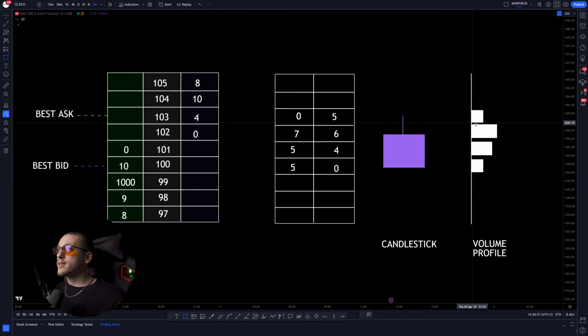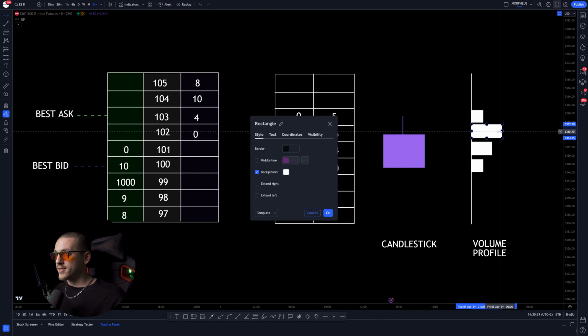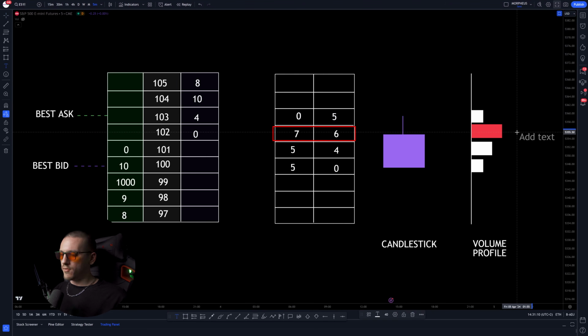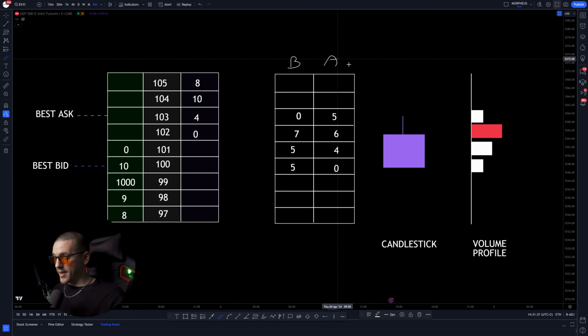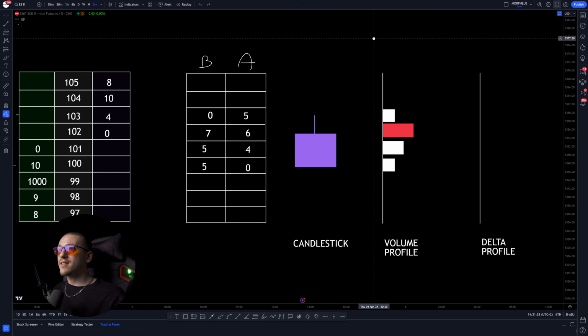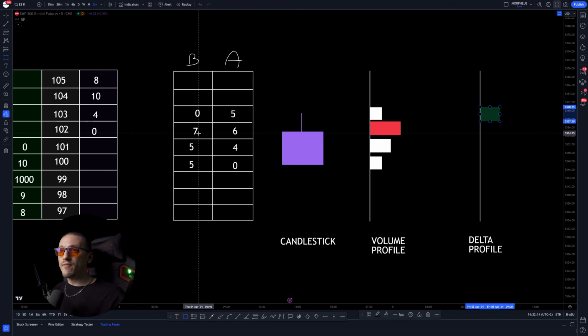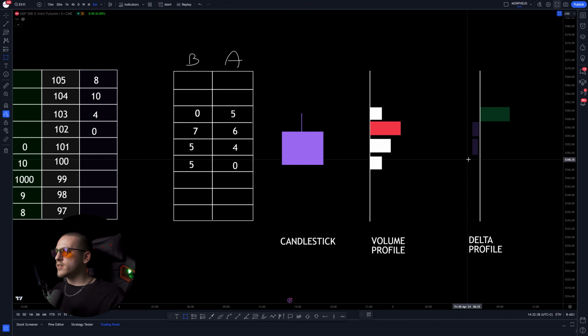One thing you will often see is that there will be a level which has more contracts than others. More contracts were exchanged on this level than all other levels. This level is defined as the point of control, POC, which is the point of the candle where most contracts were traded. Now, as I told you, this is the sum of bid plus ask. If instead of the sum, we make a difference between ask and bid, we will get the so-called delta profile. So 5 minus 0 equals plus 5, 7 minus 6, 6 minus 7 equals minus 1, 4 minus 5 equals minus 1, 0 minus 5 equals minus 5.